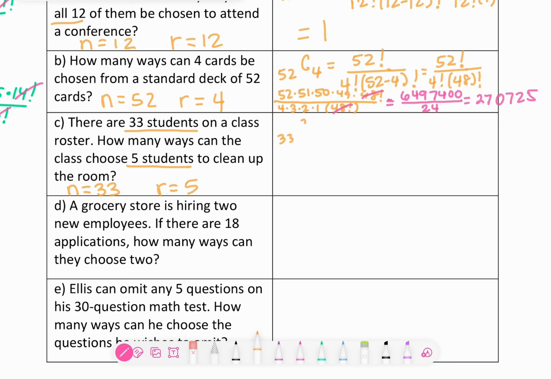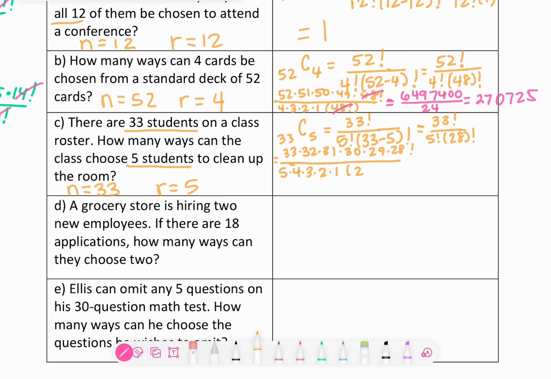So it's going to be 33 combination 5, and we're going to use our formula. That's the total factorial, so 33 factorial, over the chosen factorial, and then the difference factorial. So that's 33 factorial over 5 factorial times the difference, 28 factorial. And again, we can use our little trick. We end up with 33 times 32 times 31 times 30 times 29 times 28 factorial over 5 times 4 times 3 times 2 times 1 times that 28 factorial.